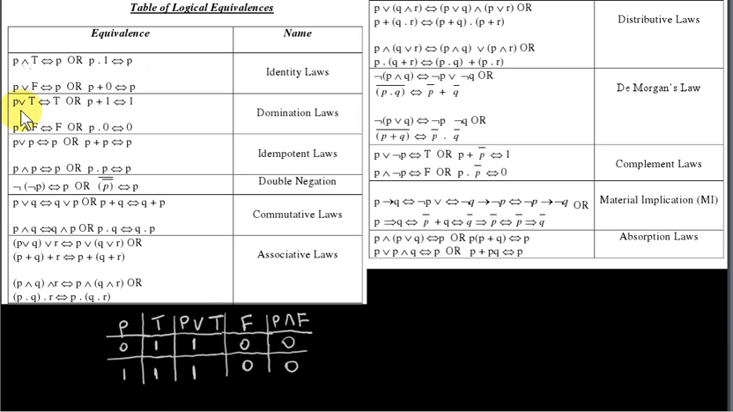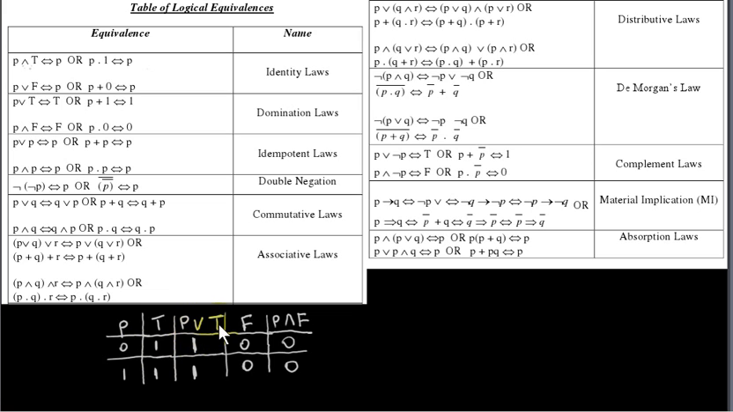Let's look at the first domination law. P or T is equivalent to T. The other notation for this of course is P plus 1 is equivalent to 1. So here's a column for P, here's a column for T. T is 1, all 1s of course. P or T is true when either P is 1 or T is 1. So both of these are 1s.